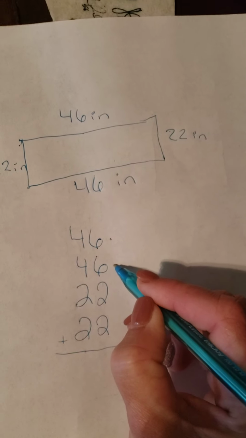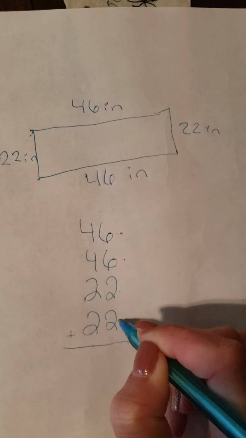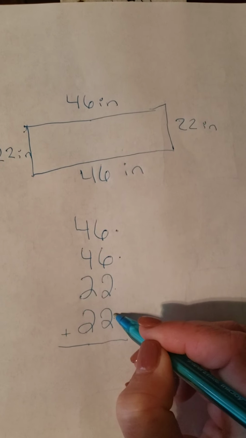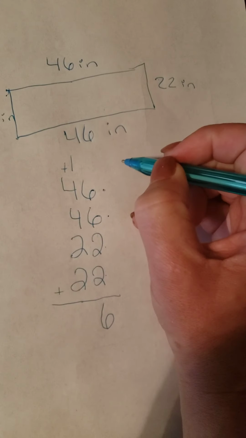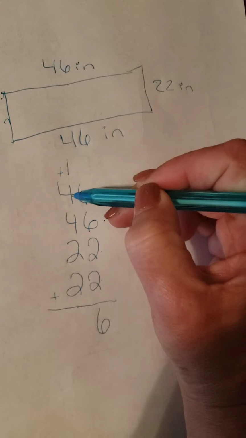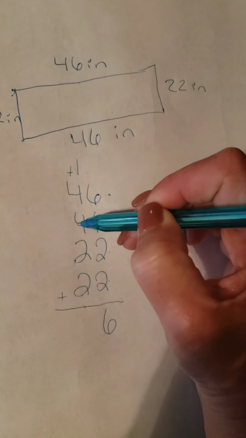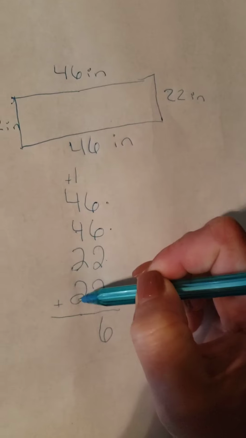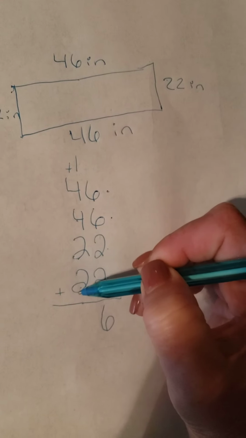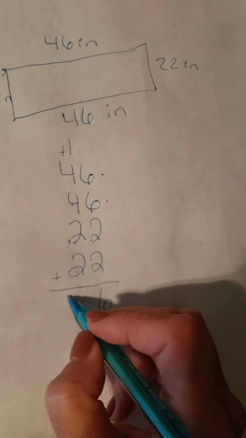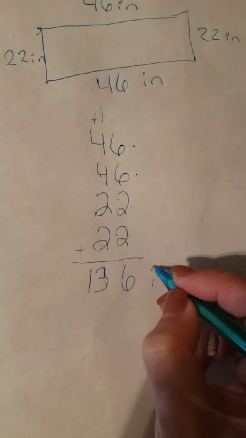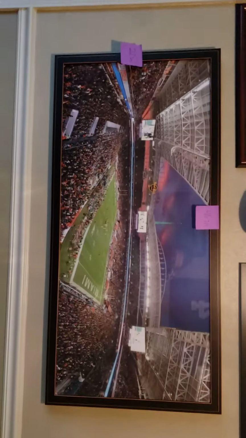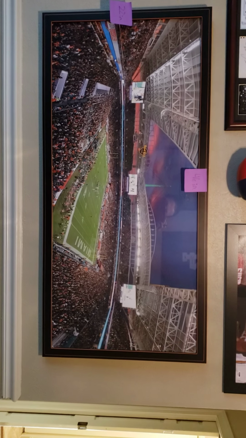Doubles of 6 and 6 are 12. 2 plus 2 is 4. 12 plus 4 is 16. I'm going to still do my doubles first and come back to that one. 4 plus 4 is 8. 2 plus 2 is 4. So that gives me a total of 12. I don't want to forget that one. So that would be 13, standing for 130 inches. So the perimeter of this frame is 130 inches.